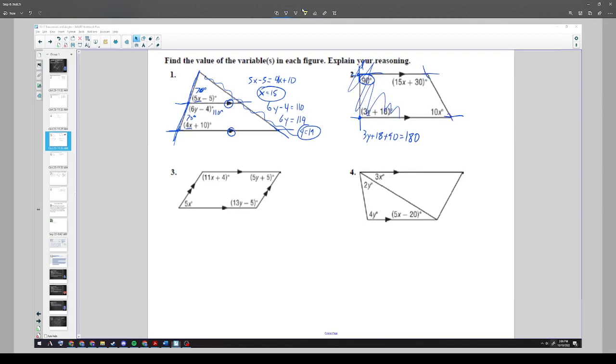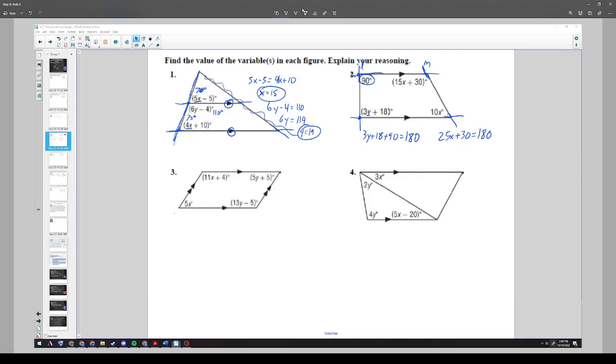So we have a different transversal, I'll call this one M, cutting across those two parallel lines. Looking at these two, they are also consecutive interior angles. So I can add them, which would be 25x plus 30, and also set that equal to 180. And we could then solve for x doing that, and we would have y and x, they're completely independent in this case. All right, next one.